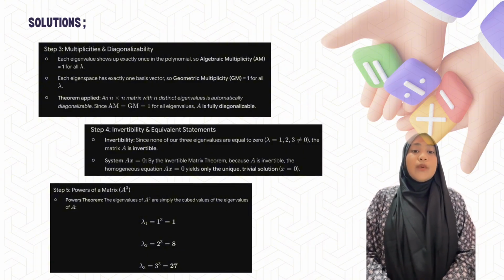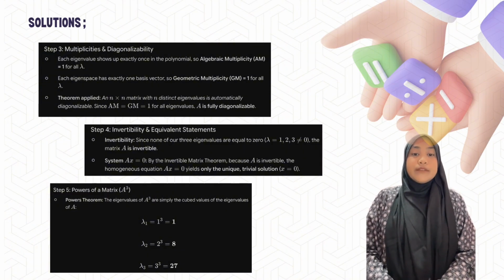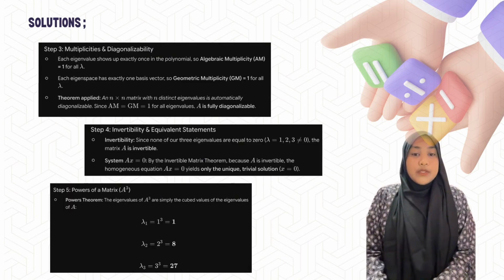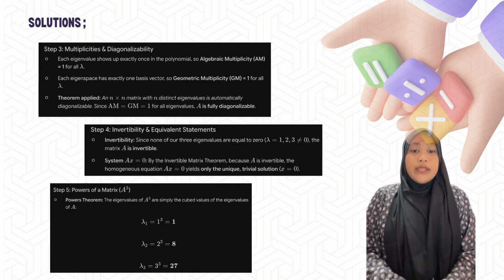Lastly, using the powers theorem, we cube our original values to get the eigenvalues for A cubed, which are 1, 8, and 27. That concludes our presentation on this topic.